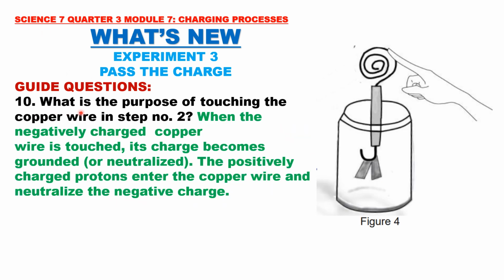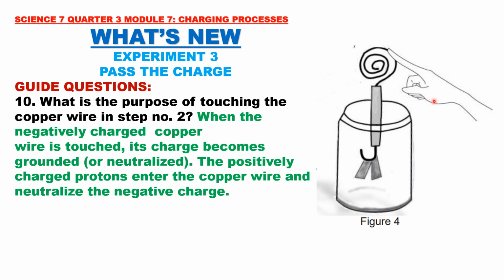Number 10, what is the purpose of touching the copper wire in step number 2? Okay, so dun sa ating first procedure, sa ating experiment number 3, ang ginawa natin, yung plastic cover ay dinikit natin dito sa ating copper wire. So, yung electrons ng copper wire ay na-push down hanggang dito sa hook. So, naging negatively charged ang ating copper wire, pati yung dalawang strips of aluminum natin. That's why they spread apart.